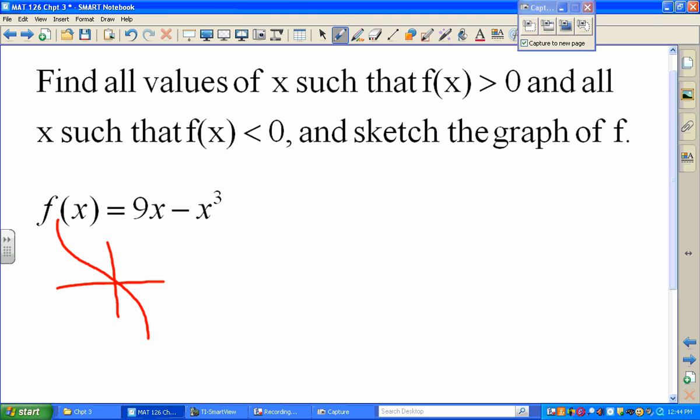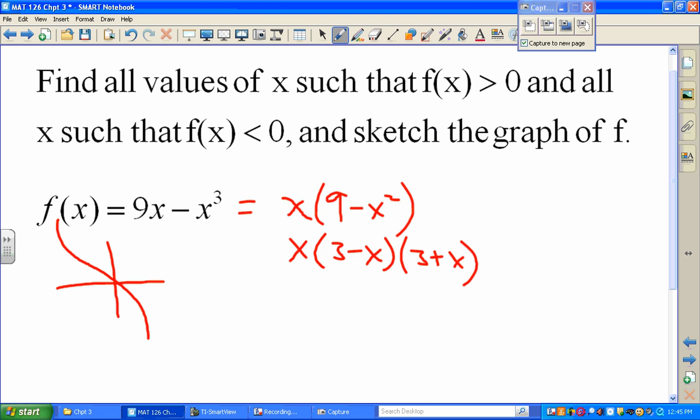So I'm going to do this one without the assistance of a calculator. If I factor it out, I have x times (9 minus x squared). I can factor it again, can't I? x times (3 minus x) times (3 plus x). I love the number line. Now I just have 3 regions to check.